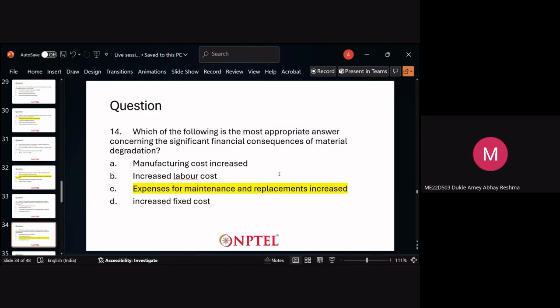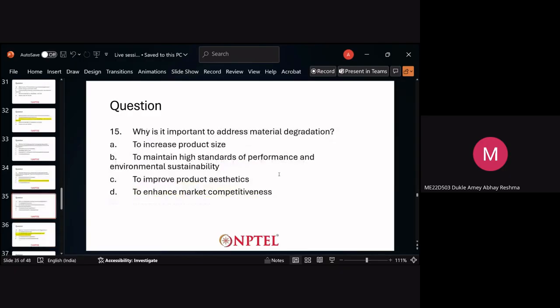So obviously, when there is material degradation, you have to take that part out of service. So what will happen is you have to do the maintenance and you have to do the replacement. So the answer is, in terms of financial consequences, your maintenance and replacement cost will be increased.